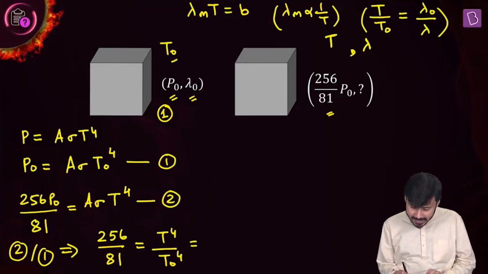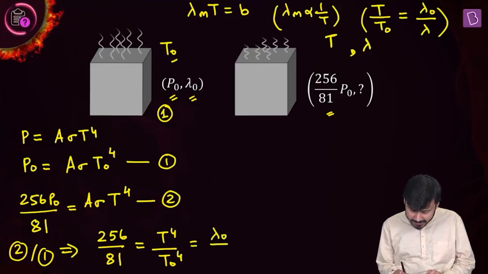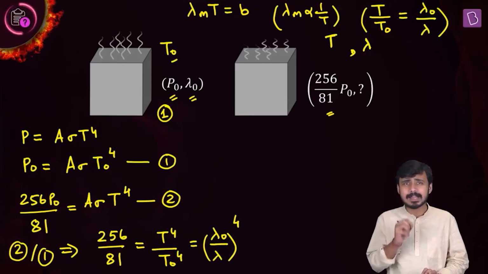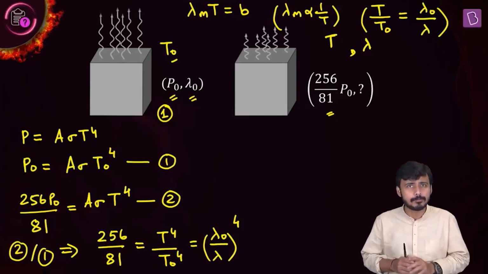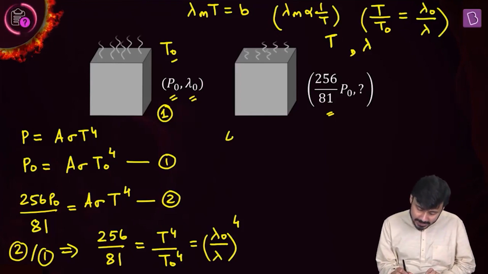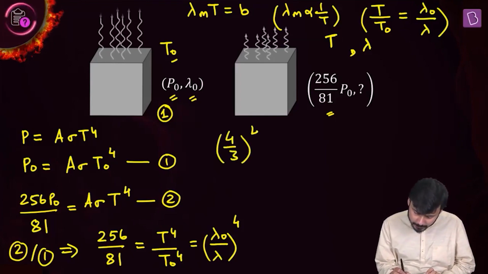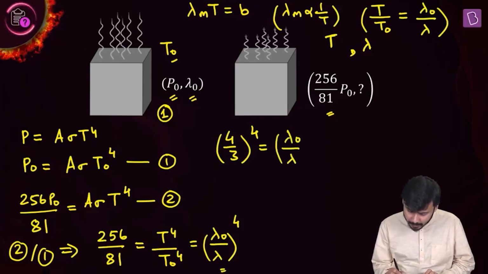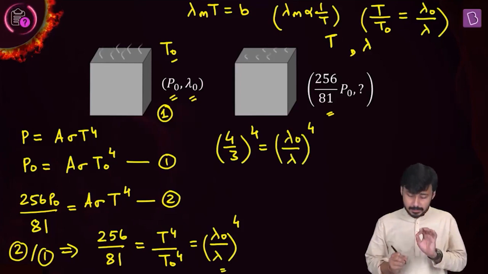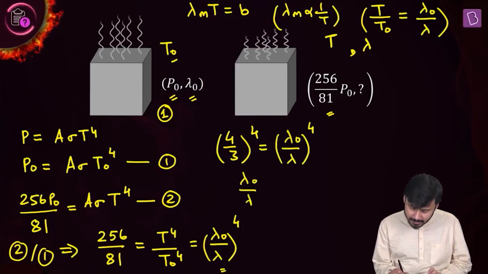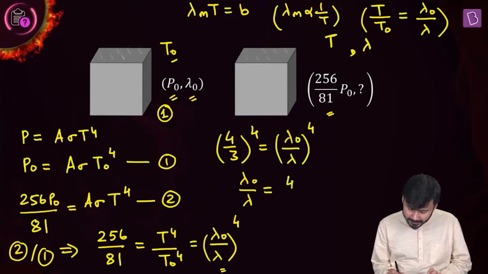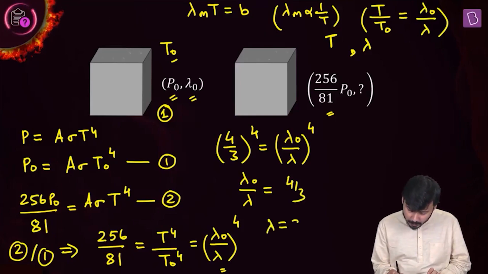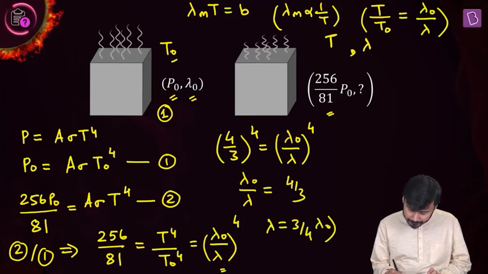So this I can write as lambda naught by lambda power 4, right? And this 256 by 81, is that 4 by 3 whole to the power 4? Yes. So 4 by 3 whole to the power 4 is equal to lambda naught by lambda whole to the power 4. This gives you lambda naught by lambda is equal to 4 by 3. This gives you lambda is equal to 3 by 4 lambda naught.